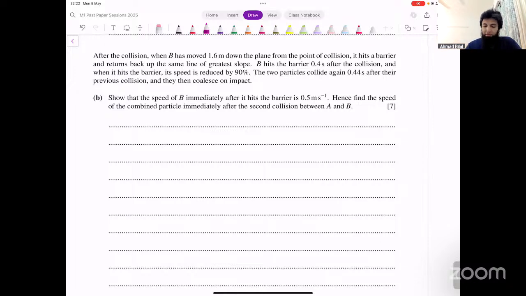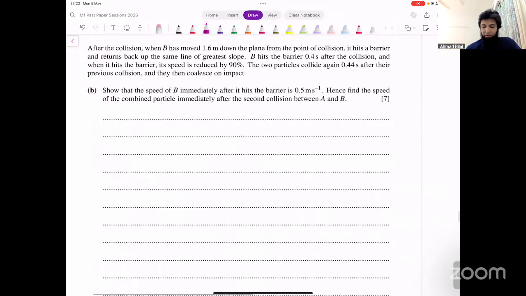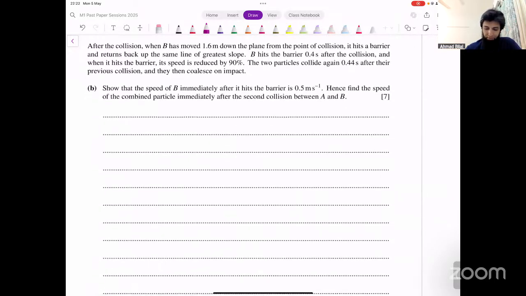Okay, now that's again a problem on kinematics and momentum. And these problems take time. So you need to have enough time at the end to be able to think about them properly. So let's draw that diagram now.